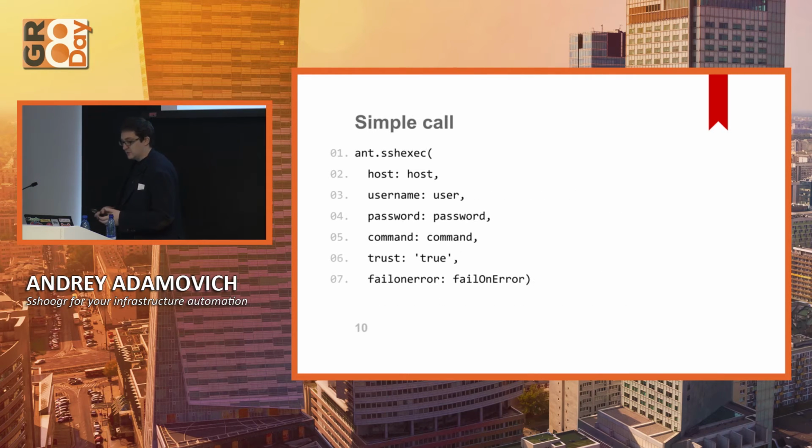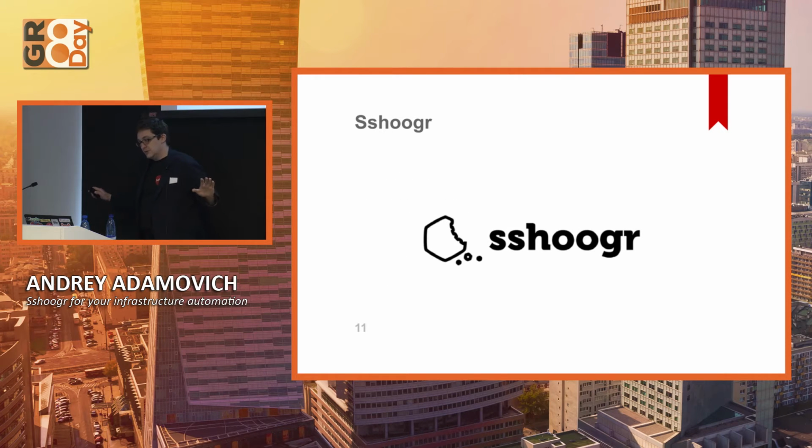The problem with Ant is that it works, it's nice, but the simple command that we want to call ends up being something like this. Of course, if it's one command, it's fine. But when we have hundreds of commands, then repeating this kind of code doesn't really work. So at this point, Sshoogr was born. An SSH connectivity DSL for Groovy. Therefore, SSH and Groovy, kind of mixed up.